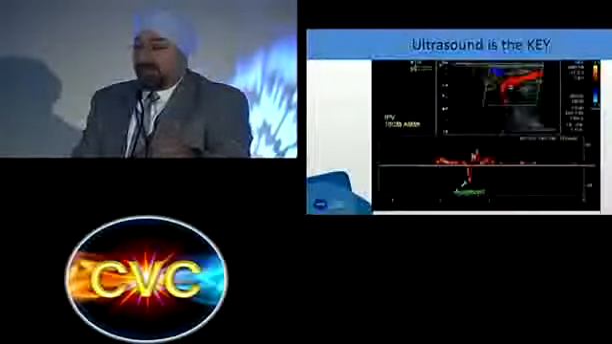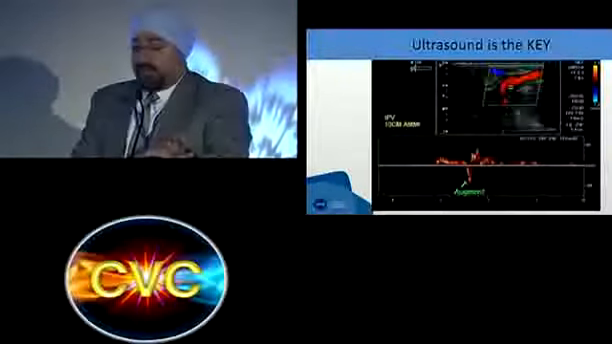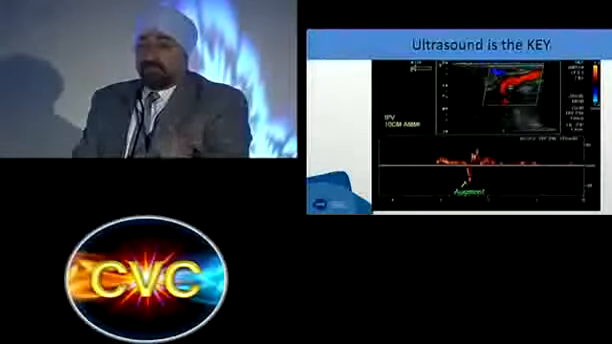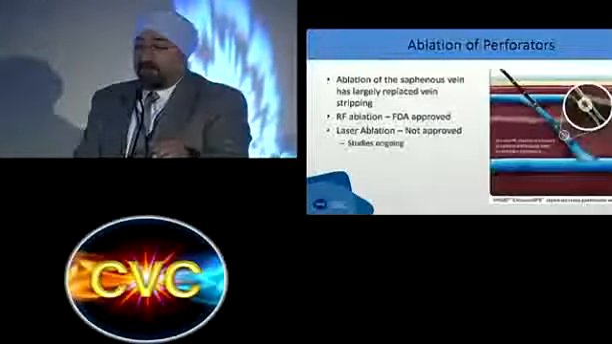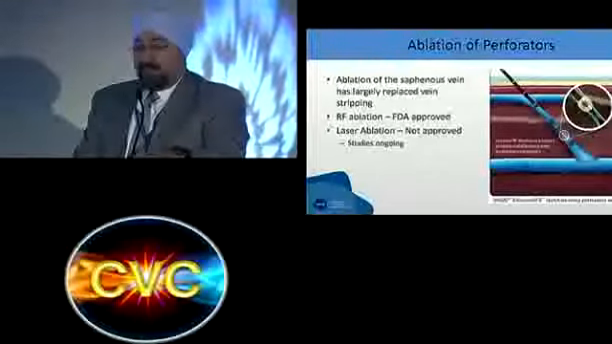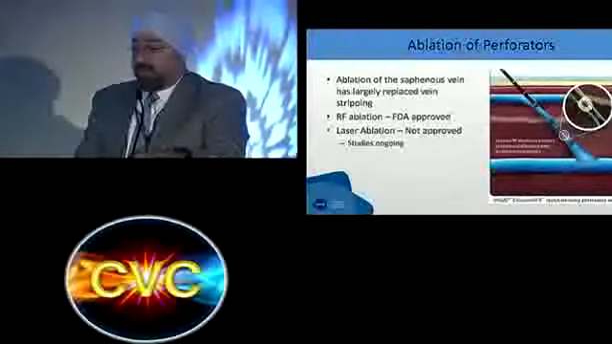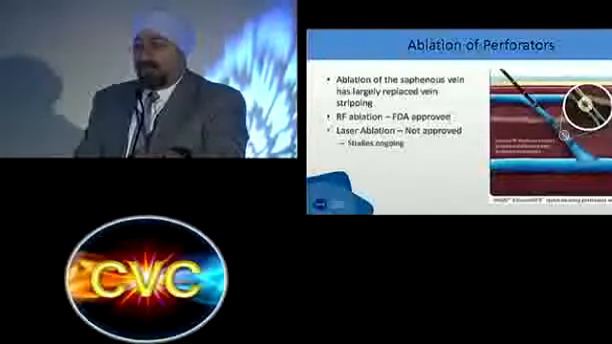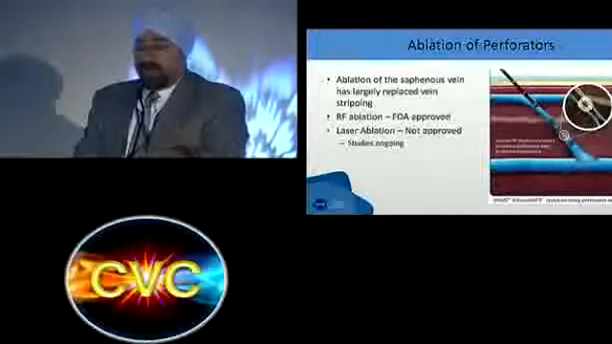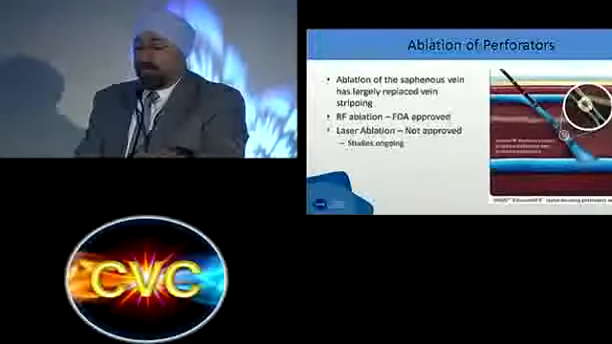Some of these are really outdated now. Ultrasound is the absolute key. If you can't do the ultrasound, can't identify it, treating it becomes hard. The only FDA-approved device is the Covidien and Medtronic RF ablation device. Lasers can be used, it's off-label, and I know certain companies have gotten into trouble for trying to market that.